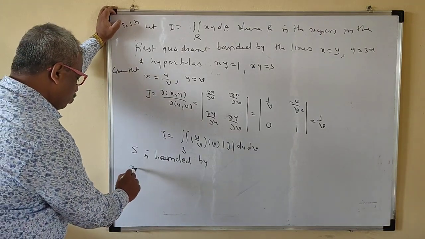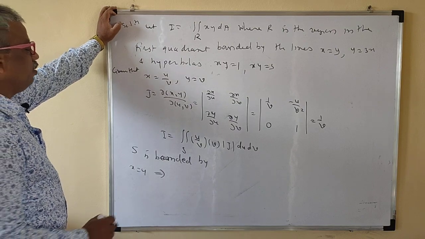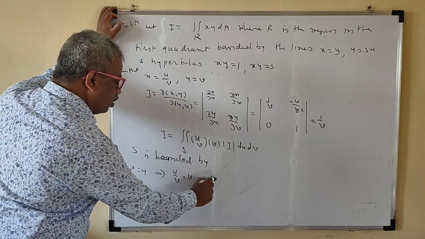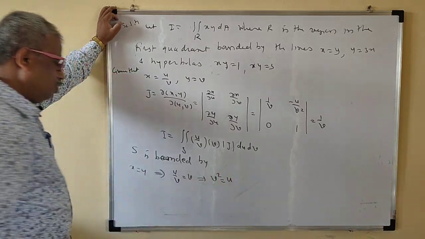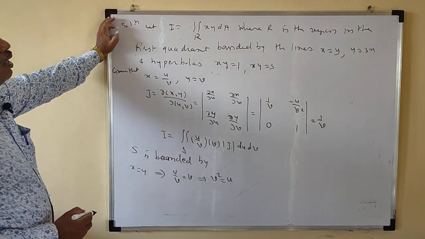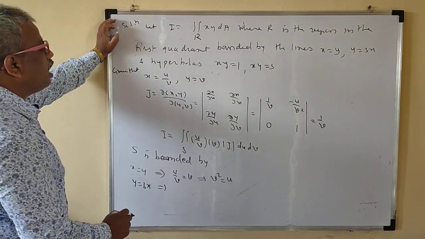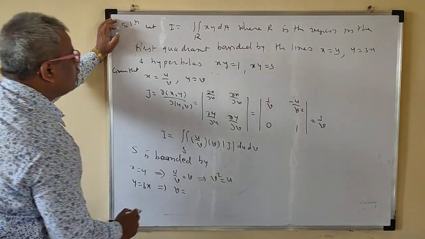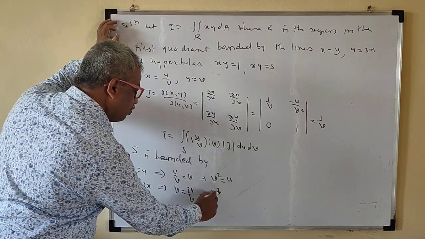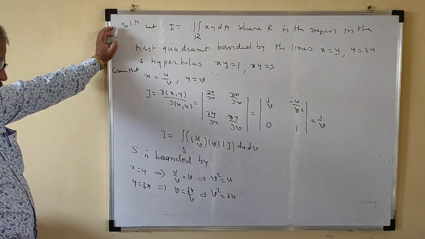Okay? x is equal to y implies u by v is equal to v, which implies that v square is equal to u. That means the region is bounded by v square is equal to u. Then y is equal to 3x, where y is v and x is u upon v, so this implies that v square is equal to 3u. That means it is bounded by v square is equal to u and v square is equal to 3u.